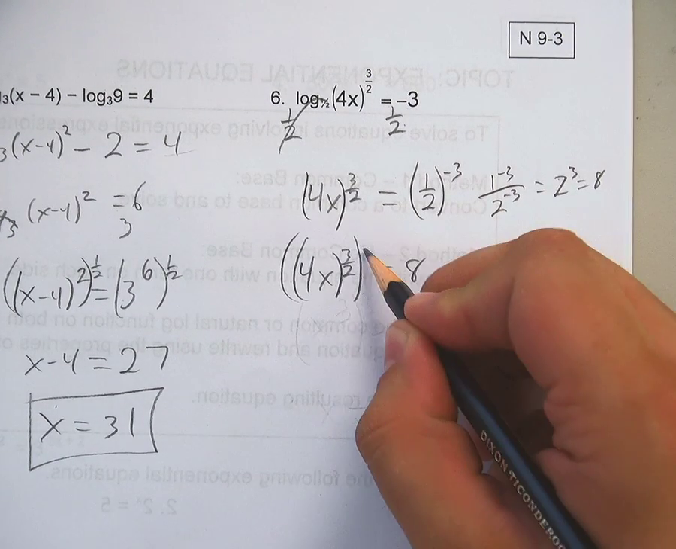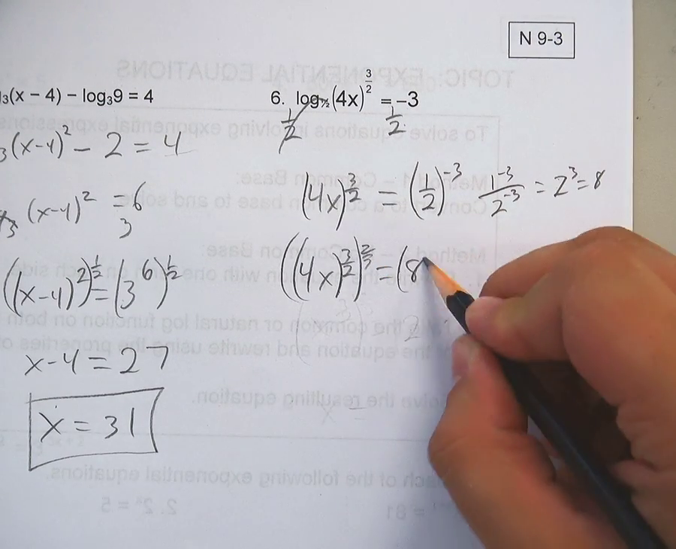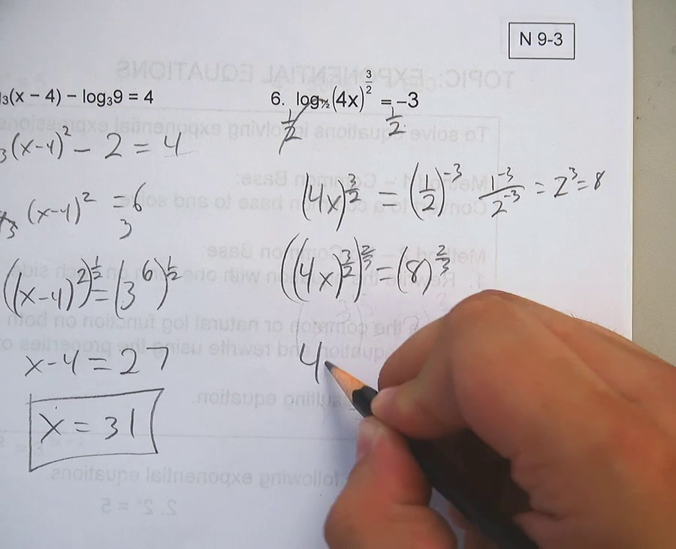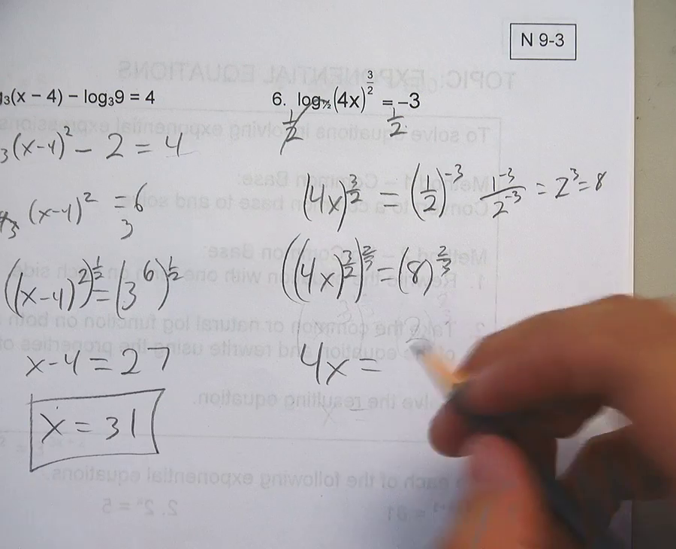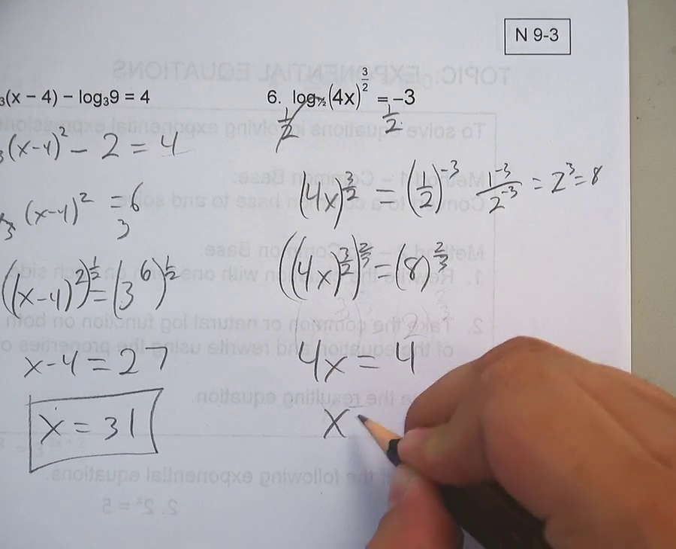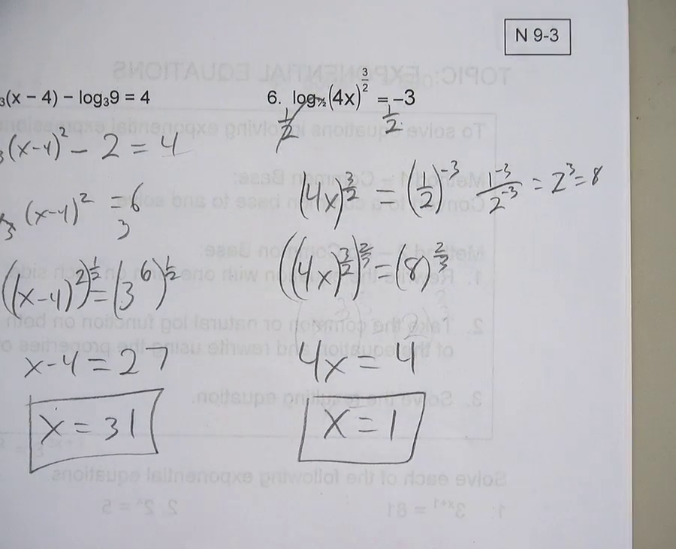So I've got a 2/3 at first. And you get 4x is the cube root of 8 is 2, squared is 4. Divide by 4, x is 1. I like that answer better. Yahtzee!